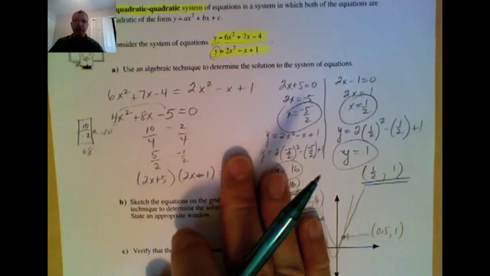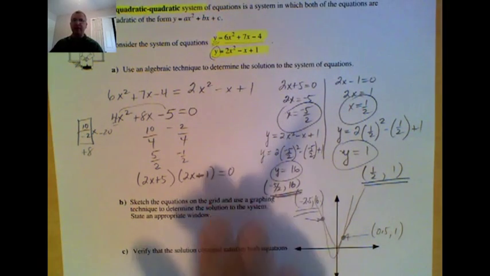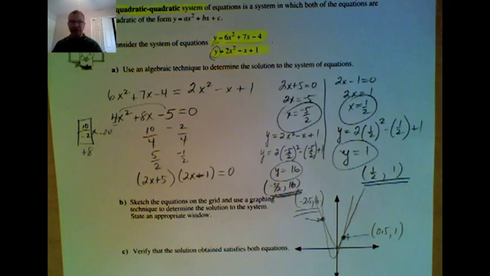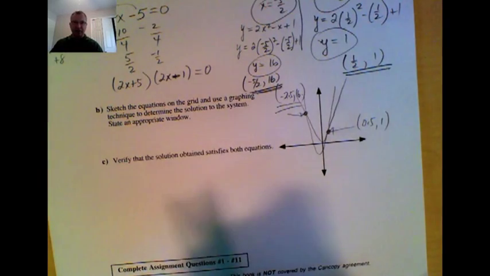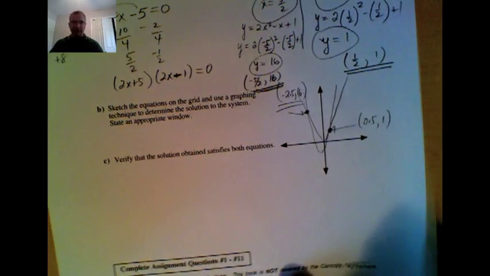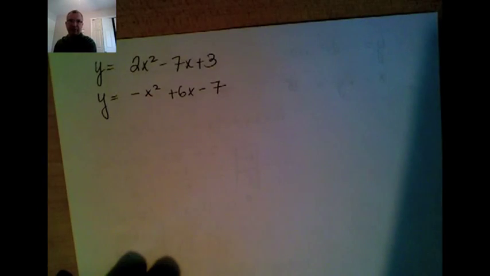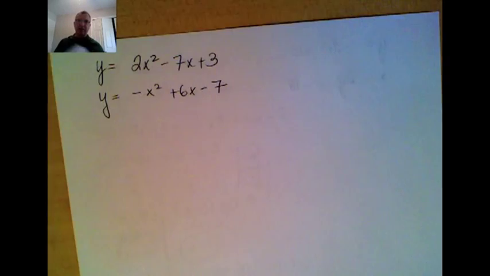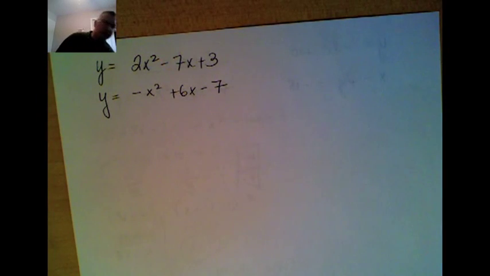Now, in your workbook, there's only one example. I think we should do a second example just to make sure you get this. We're only going to do the second example algebraically, though. In this space underneath here, you can write down our second example. And here is our second example. It's 2x squared minus 7x plus 3 and negative x squared plus 6x minus 7.